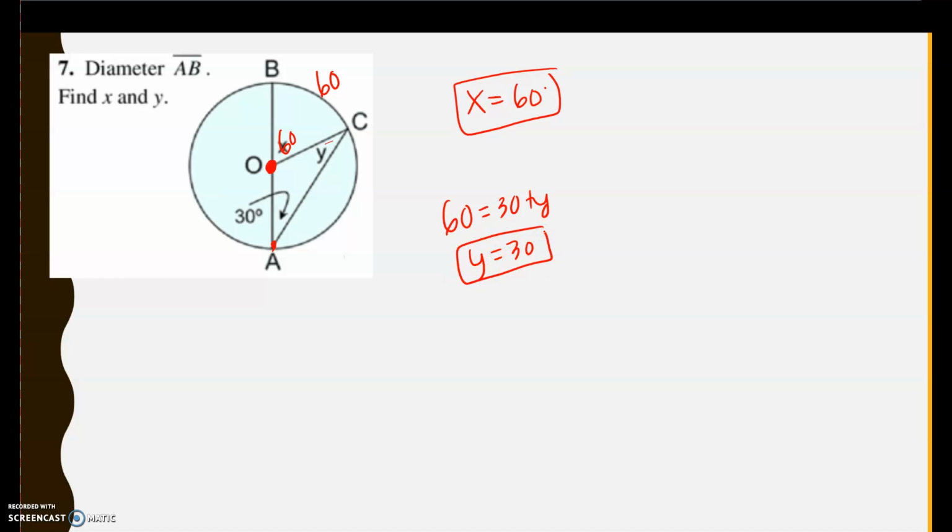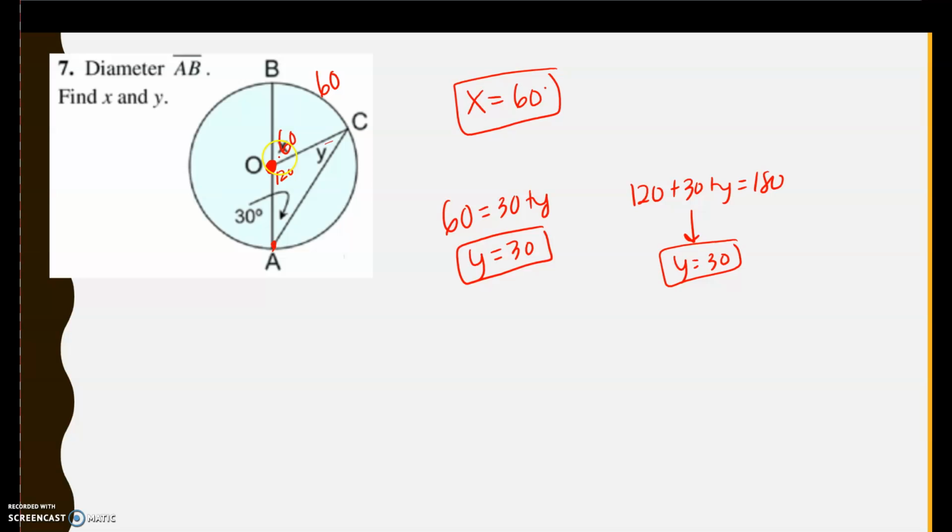I could have also found this angle to be 120 by a linear pair. And then I know all 3 angles add up to be 180. So 120 plus 30 plus y is equal to 180. And again, I get that y is equal to 30.